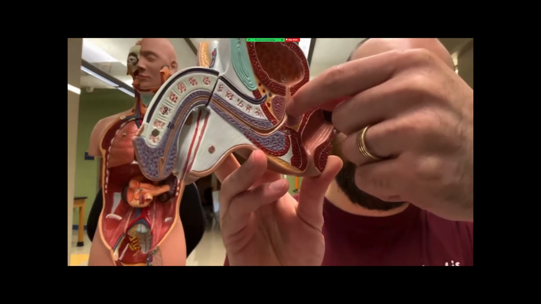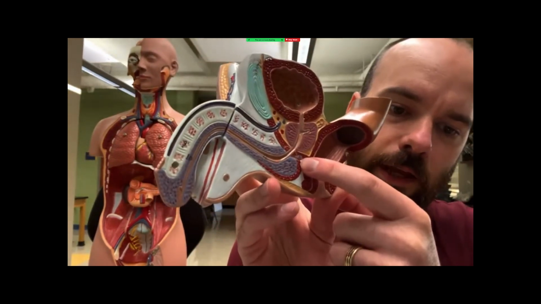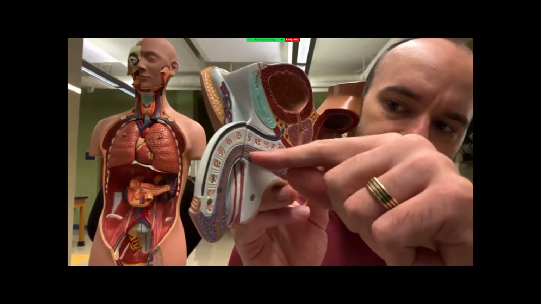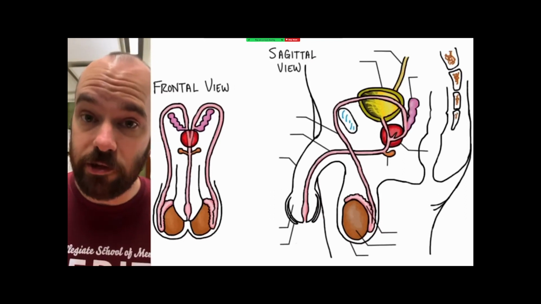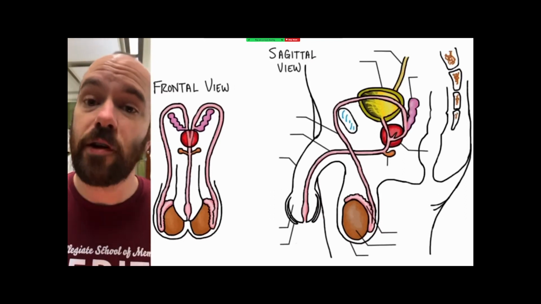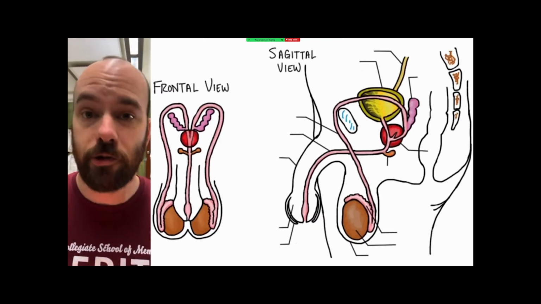The urethra extends down through here. There's the Cowper's or bulbourethral gland. And then the urethra extends the rest of the way down through the penis. All right, that was a lot of different structures. Take a moment, pause the video, and see if you can identify all of the structures of the male reproductive system, as well as what each structure does.